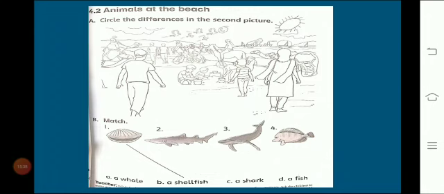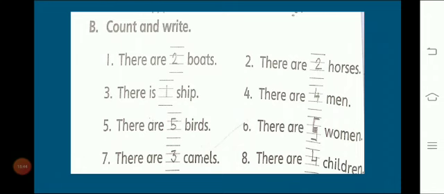Now let's have a look at the answers. There are two boats, there are two horses. This is about the picture given on page number 14. There is one ship, there are four men, there are five birds, there are five women, there are three camels and there are four children. Have you done it? Please check your answers carefully. Now let's move towards the next question.